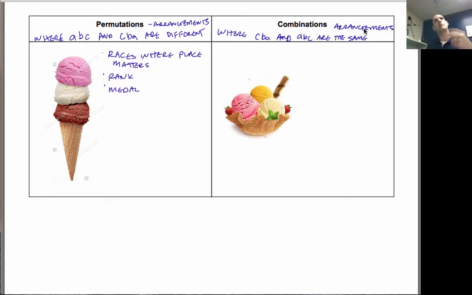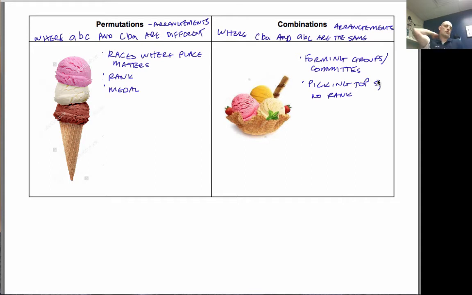An example of what combinations could possibly be used for: forming groups or committees, picking top 5, no rank. Okay, so picking the top 5 students in the class, but no rank assigned. It's not like first, second, third, fourth, fifth. It's just we need 10, we need 5, or we need 8.